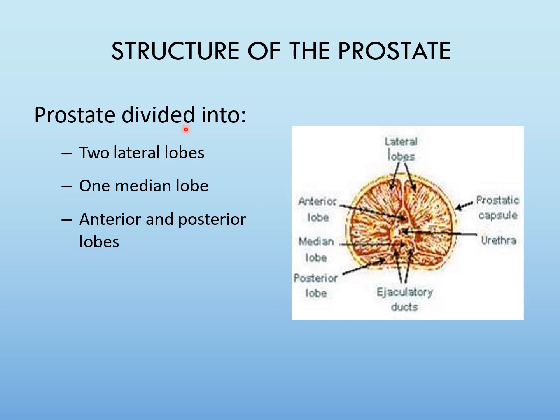Anatomically, the prostate is divided into different lobes. There are two lateral lobes, one median lobe, one anterior lobe and one posterior lobe. Here you can see the two lateral lobes. This is the anterior lobe. Here you can see the median lobe, and this is the posterior lobe.